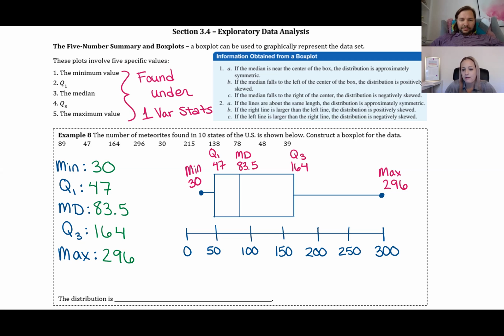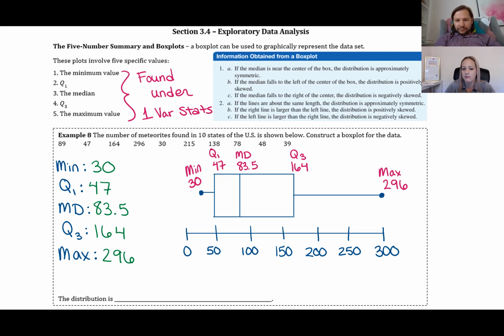Okay, now how is this helpful? Well, we can definitely get some information from our box plot. So one thing you can look at if you want to determine how your data is skewed, you can look at where the median falls in that box. So if it falls in the center, that tells you your data is approximately symmetric. If it falls to the left of the center, that means the data is positively skewed. And if it falls to the right of the center, it's negatively skewed.